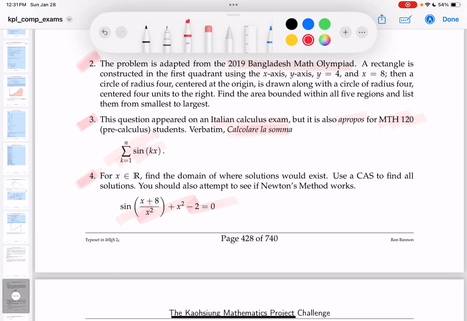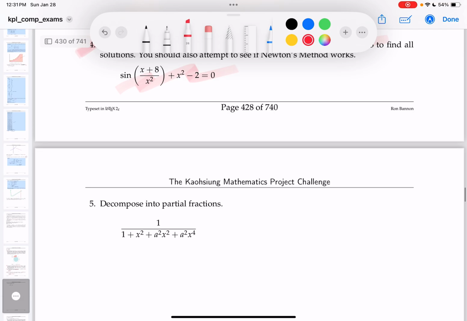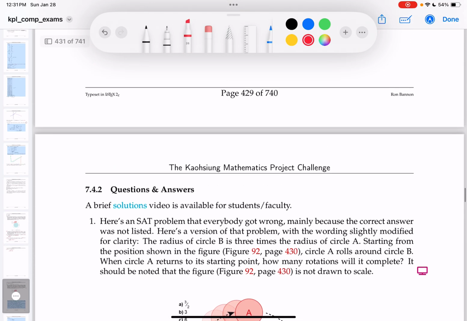Number four, trig equation. Generally speaking, difficult, but they do say use a CAS. What does CAS stand for? Computer Algebra System, all right? And I will go through that with you. Number five, decompose into partial fractions. This I found to be somewhat difficult, all right? That's from memory, by the way.